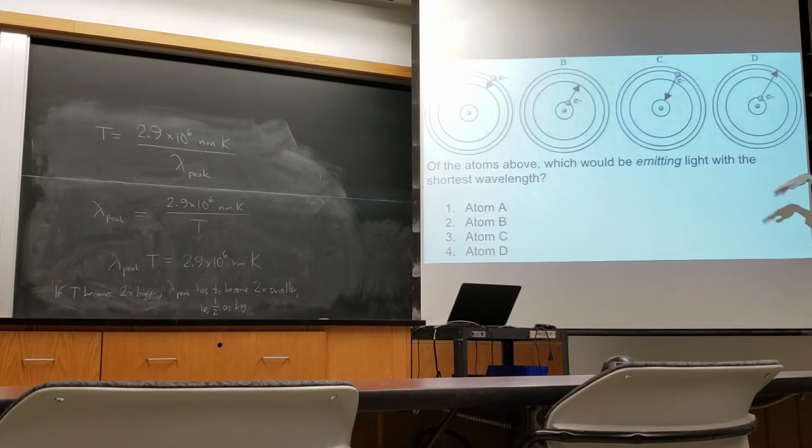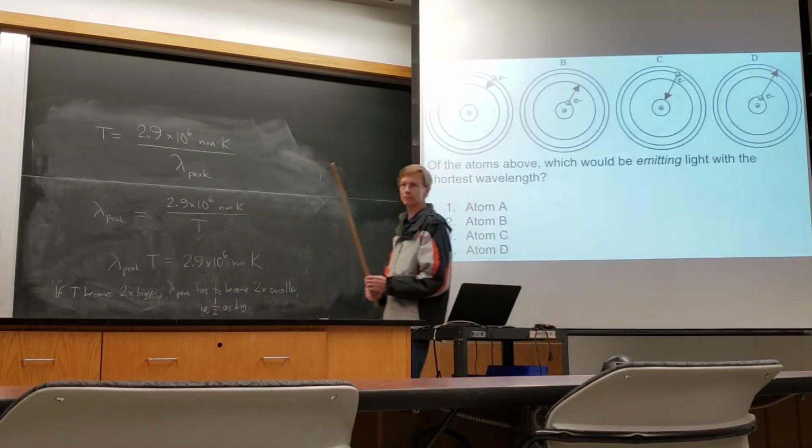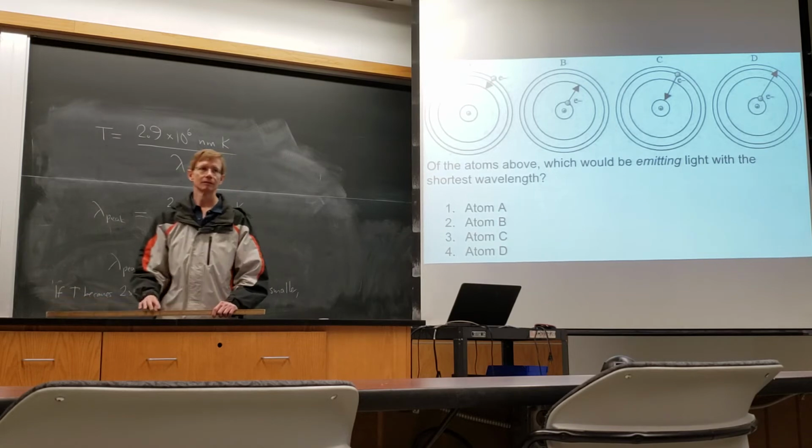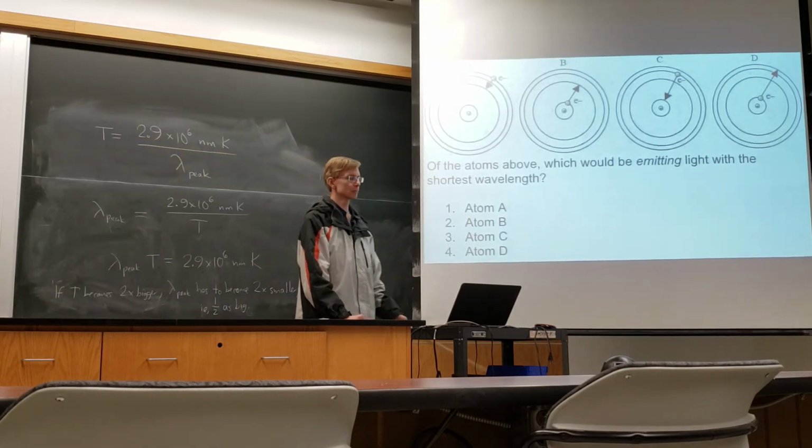We want to absorb light with the shortest wavelength. So is that the bigger jump or the smaller jump? Bigger, because it's more energy. So who's the winner? D. So D would be absorbing light with the shortest wavelength. And if it was absorbing light with the longest wavelength, which one would be the winner?